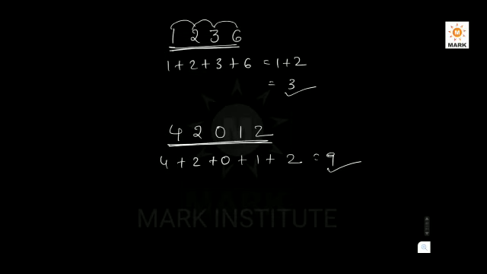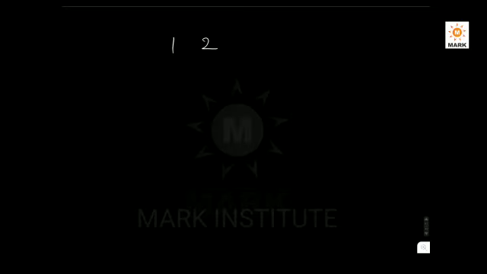But my dear friends, sometimes it is very difficult to add up all the digits when the size of the number is very big. So I will tell you a very easy technique called the cancellation method. Suppose I take the same numbers. 1236 is the given number. The cancellation method goes like this.